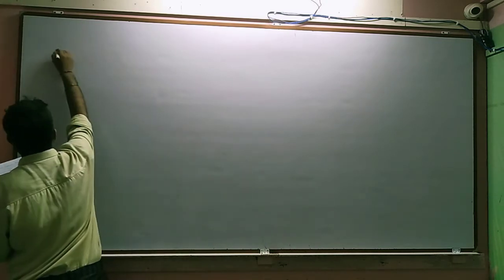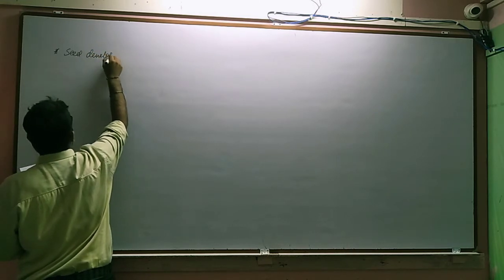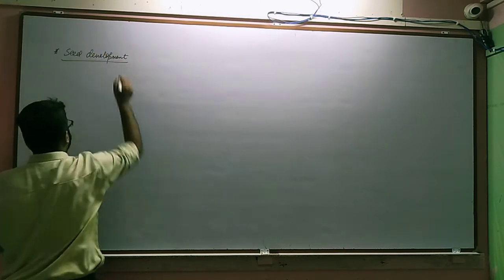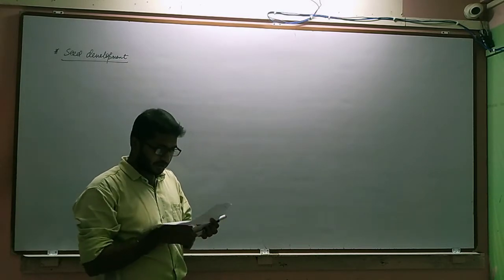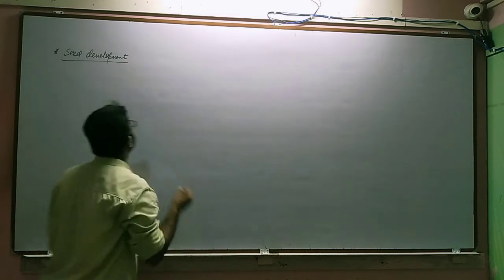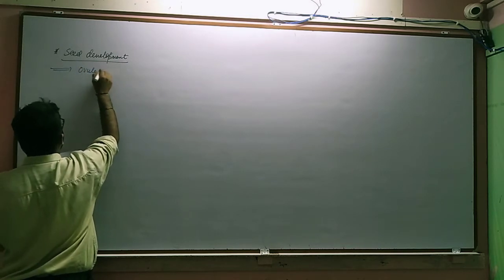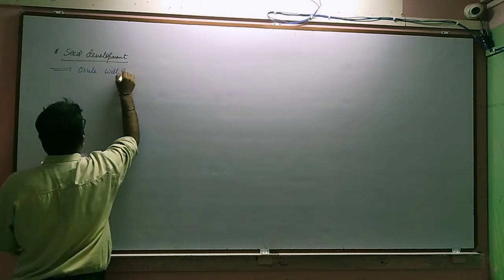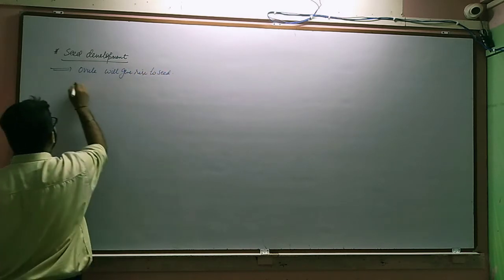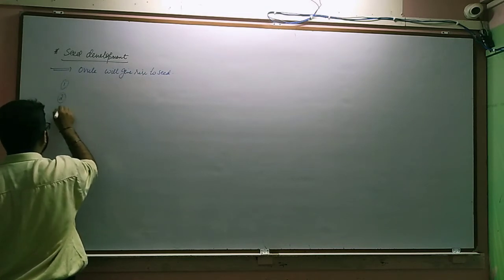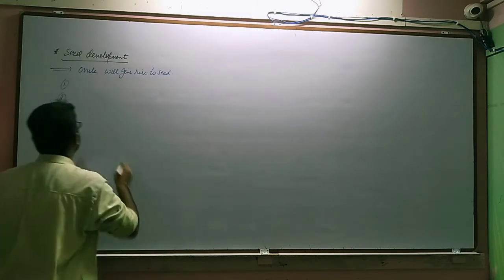Right? So the topic is seed development. Now we know that the ovule will give rise to the seed. That particular seed will contain three parts. The mature ovule will give rise to the seed, and the seed contains three major parts. The first part is the dormant embryo, that is, the inactivated embryo.